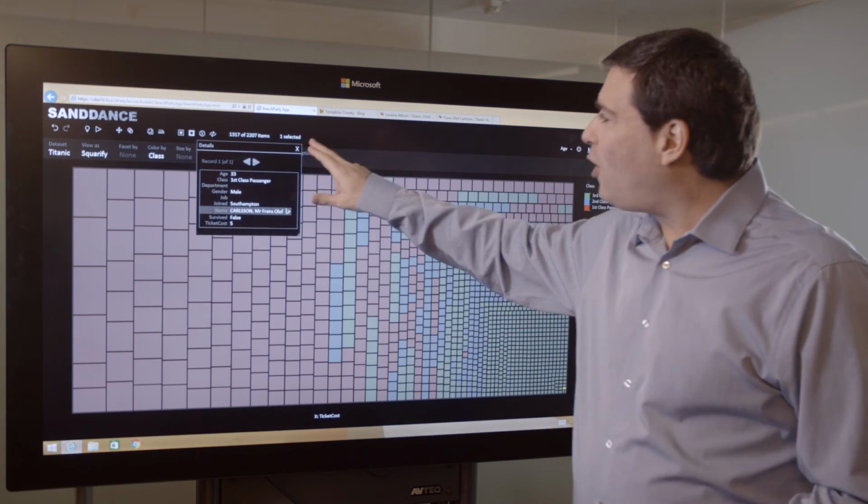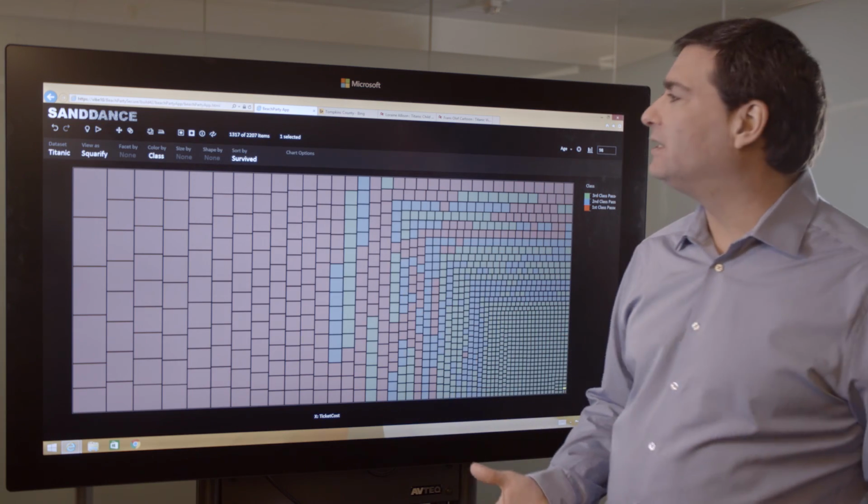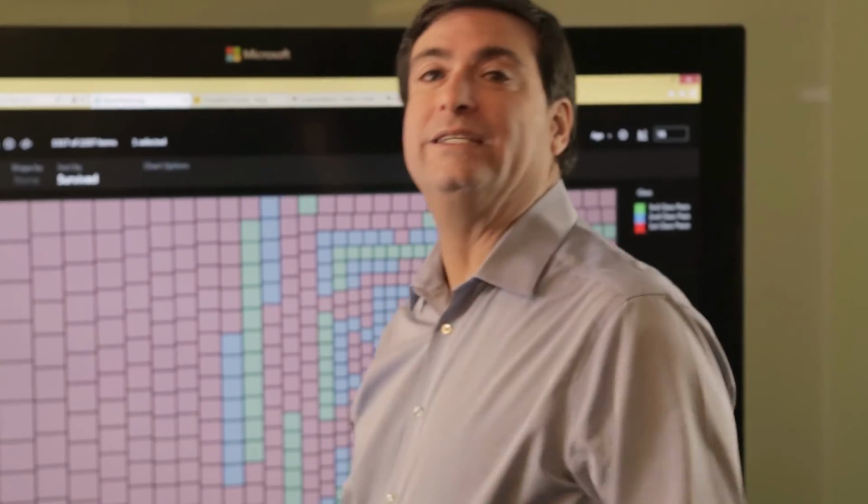So again, this is all about seeing these insights, finding these insights, and communicating these insights. And it's really remarkably easy to use.